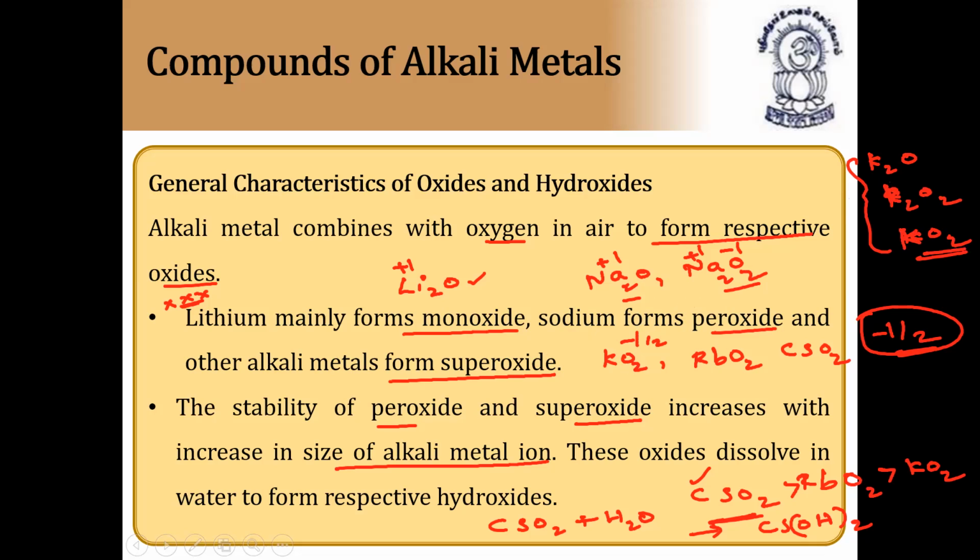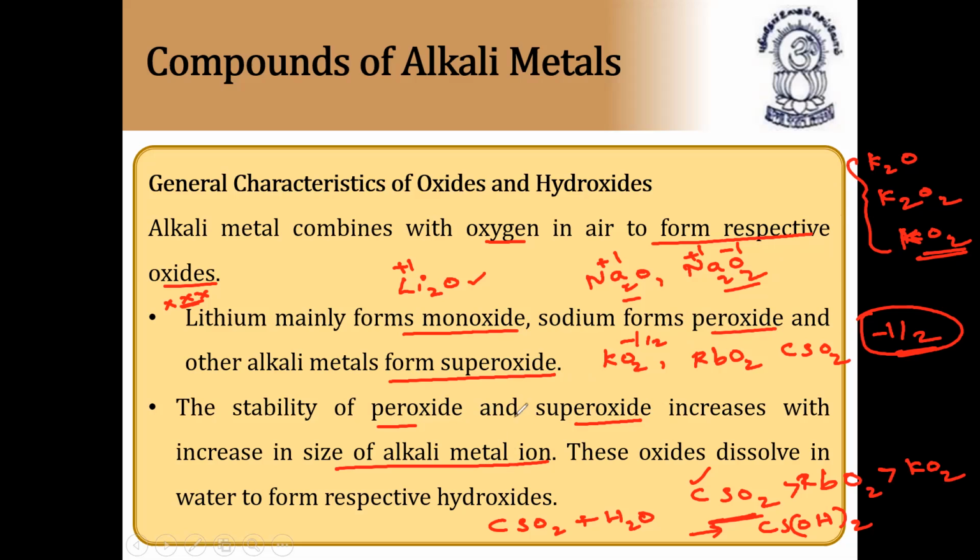What is the formula of potassium peroxide? K2O2. I'll repeat again and write. The formula of potassium peroxide is K2O2. Similarly, rubidium also will form rubidium oxide, rubidium peroxide, and rubidium superoxide. And cesium also will form cesium superoxide, cesium peroxide, and cesium oxide.